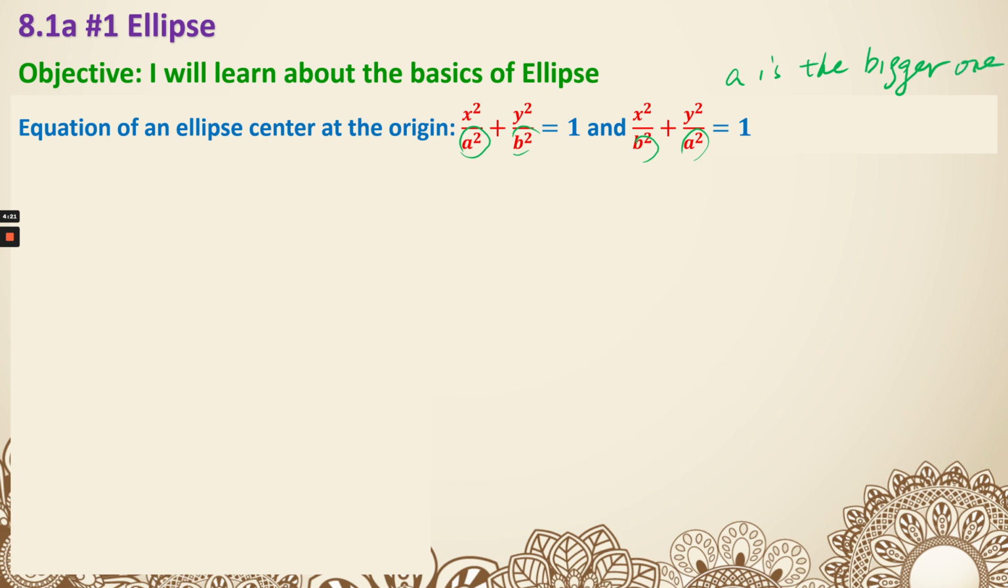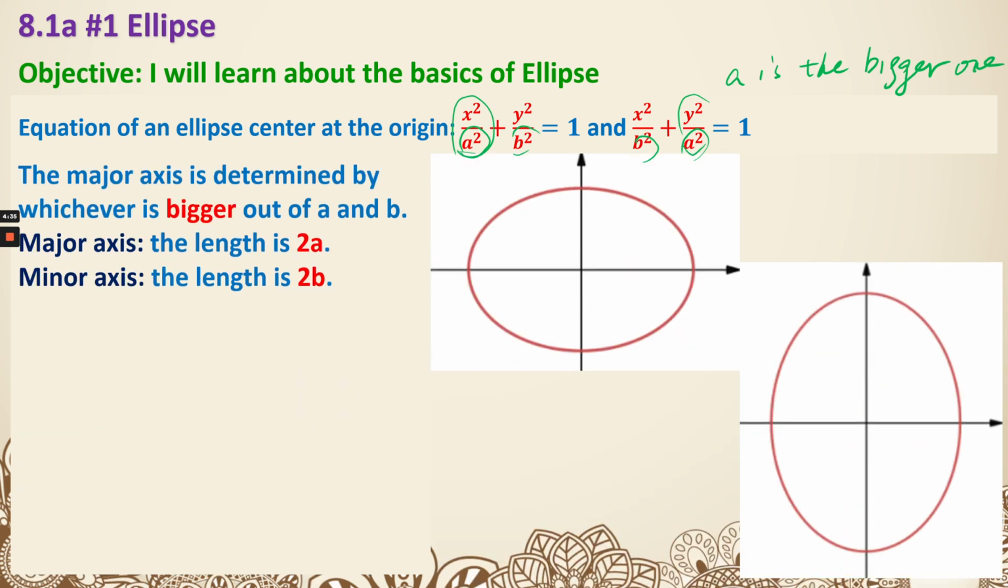So in that case, depending on where a is, for example, in the first equation, a squared is under x squared, and that tells me something. For the second equation, the a squared is under y squared. So it's just whether the bigger number is under x or under y, because that is going to decide the major axis. The major axis is determined by whichever is bigger out of a and b. The major axis length would be 2a. The minor axis length would be 2b.